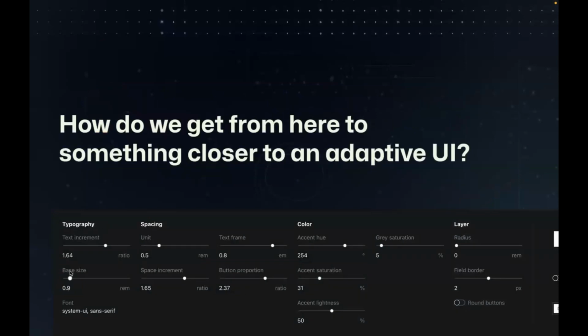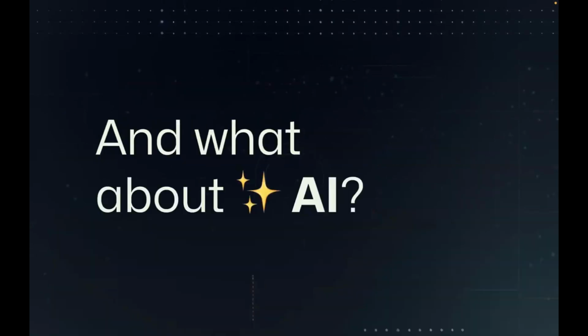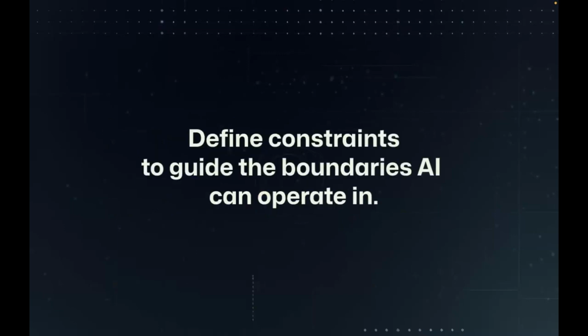How do we get to a more dynamic UI that lets me do something like shaping, instead of having these toggles? This, I think, is especially useful for accessibility, but also for branding. And how do we make sure that we are ready for AI? This new world where AI is able to operate, what do we need to look at? If we really want to benefit fully from AI, we need to have a system that lets me define constraints to guide the boundaries AI can operate in.